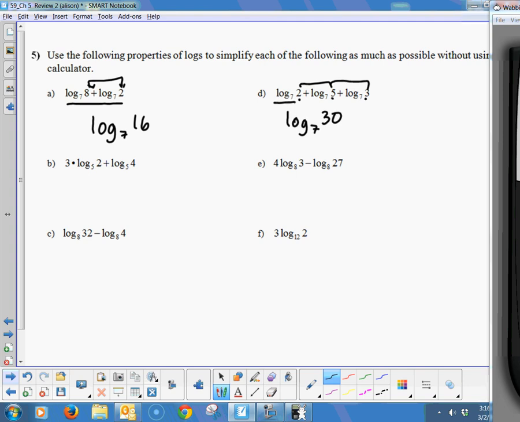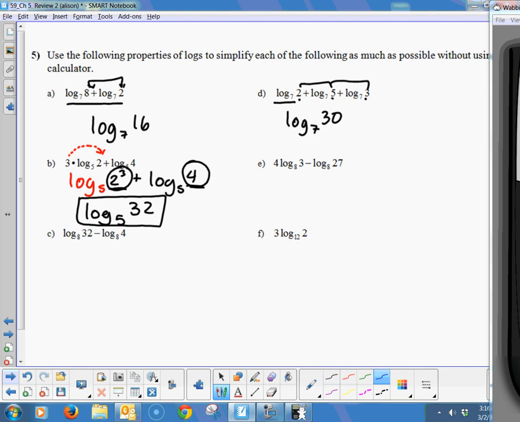Here, what I might do is swing that 3 back on up. So it's log base 5 of 2 to the third, 8. Sorry guys. Log base 5 of 2 to the third plus log base 5 of 4. Because now I have log of stuff plus log of stuff, so now I can multiply my stuff. It's log base 5 of 8 times 4, 32.